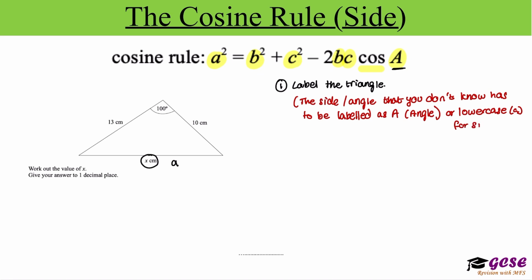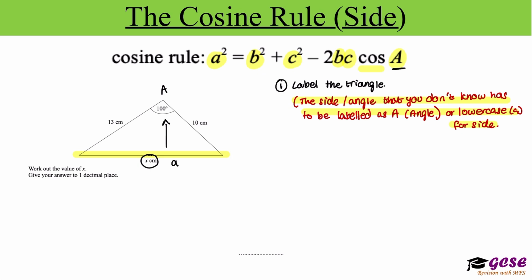If there's one thing you're going to take away from this video, it has to be this. This is the key for the cosine rule, and it's the differentiator between the cosine rule and the sine rule. So make sure you keep that point in mind. As we saw in this example, we don't know the length of this side, so we have labeled that lowercase a because it's a side, and therefore the angle opposite it has to be labeled as capital A.